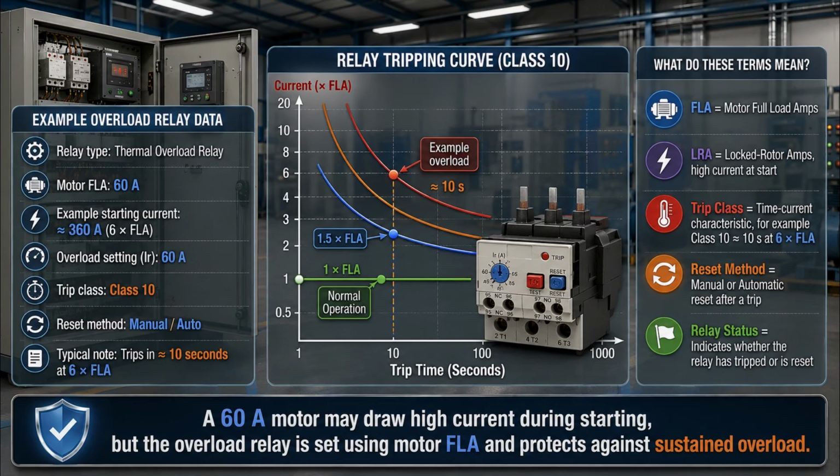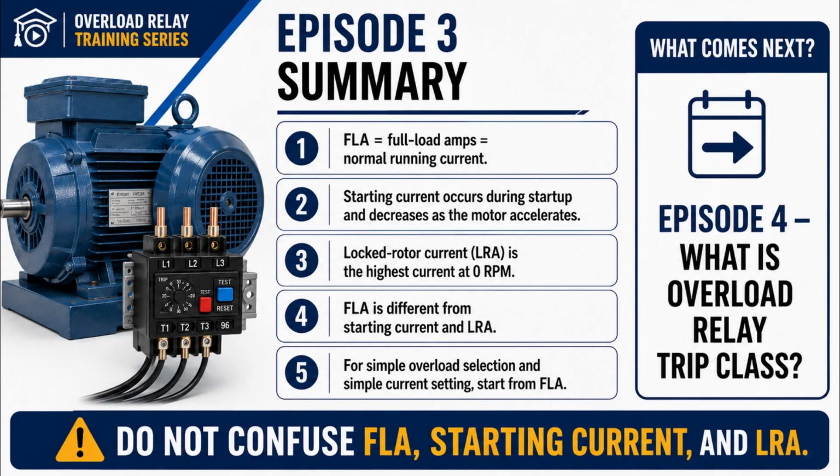Now let's bring everything together. We started with FLA, which is the motor's normal full load current under rated operating conditions. Then we looked at starting current and LRA, where the motor can draw several times more current while the rotor is still stationary or accelerating. We also saw how, as RPM increases, back EMF increases, and the motor current begins to fall toward its normal running value. And this is exactly why an overload relay does not trip simply because the current rises for a short time during starting. It looks at both how much current is flowing and how long that current continues.